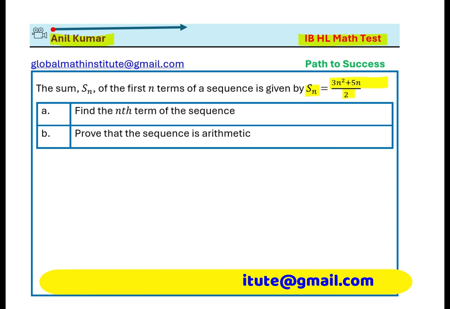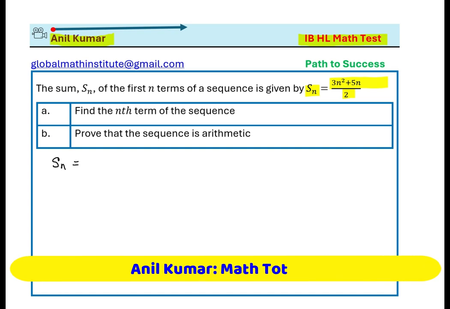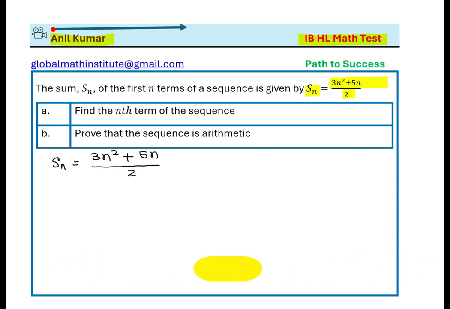Now, let's try to understand how do we solve this problem. What we are given really is sum of n terms, which is 3n squared plus 5n over 2. And we have to find the nth term. So Tn, let it be the nth term. This is what we need to find. So from this sum, how do you find the nth term?